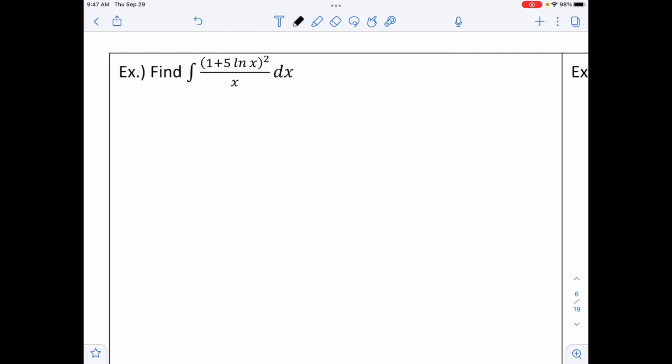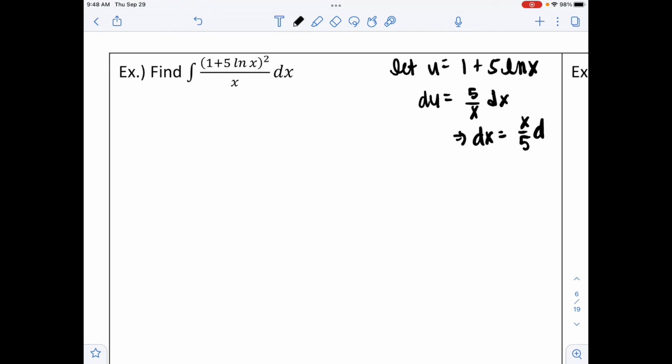The example on the next page says find the integral of (1 plus 5 ln x) squared all over x dx. For this problem, I noticed that we do have an inside function, and with my inside function I have ln of x, the derivative of which is 1 over x, which is also left over with my function. So I'm going to let u equal my inside function, which is 1 plus 5 ln of x. And then we know that du is equal to 5 over x dx. Or multiplied by the reciprocal, we get that dx is equal to x over 5 du.